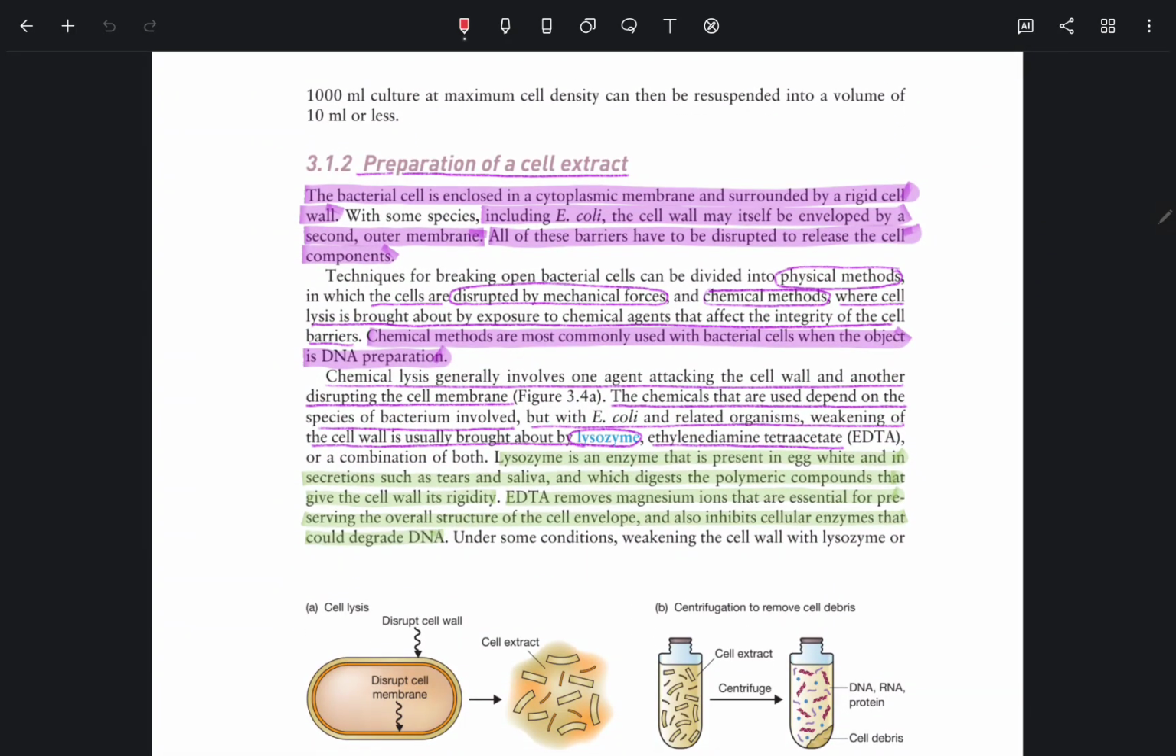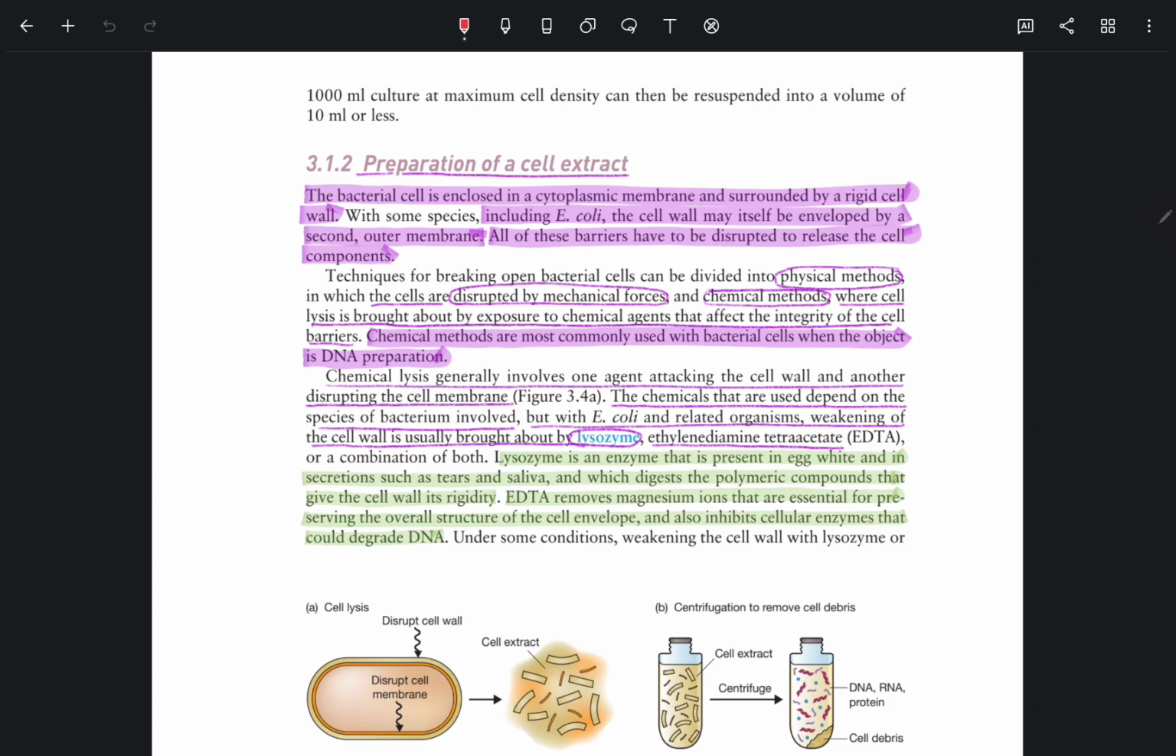Preparation of a cell extract. The bacterial cell is enclosed in a cytoplasmic membrane and supported by a rigid cell wall. With some species, including E. coli, the cell wall may itself be enveloped by a second outer membrane. All of these barriers have to be disrupted to release the cell components.